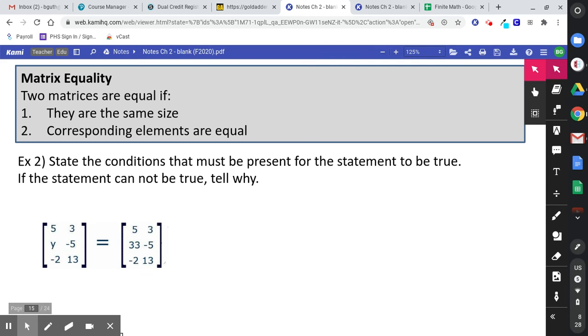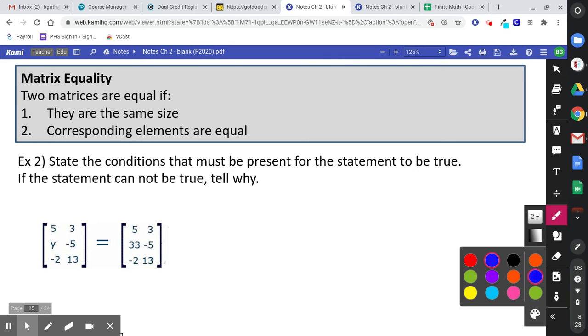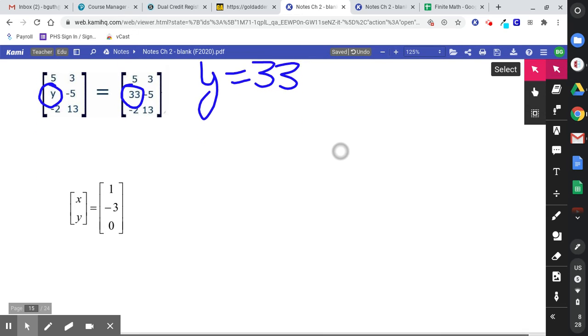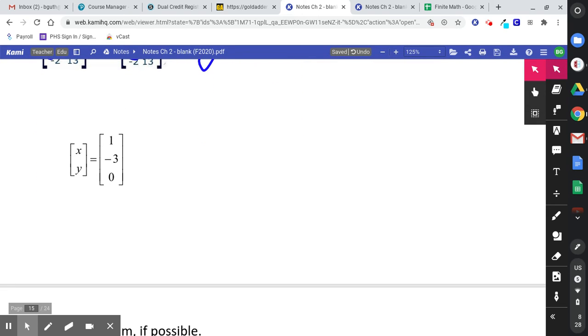The only thing that we would have to determine there to be equal is if this is equal to 33. As long as y equals 33, those two matrices would be equal, right? That's it. Everything else is the same. Corresponding elements are equal, assuming that y is 33. What do you feel about the next one?